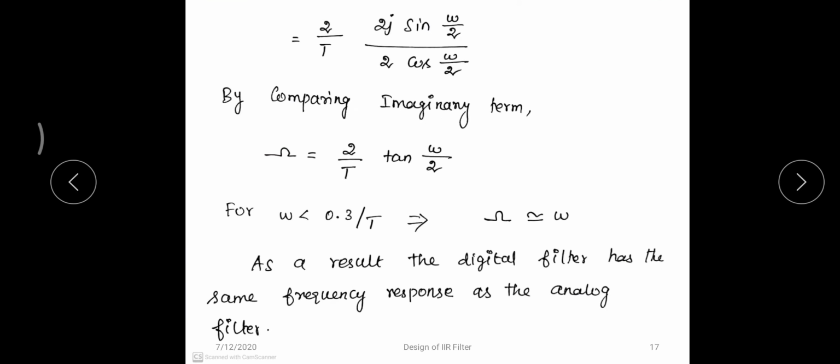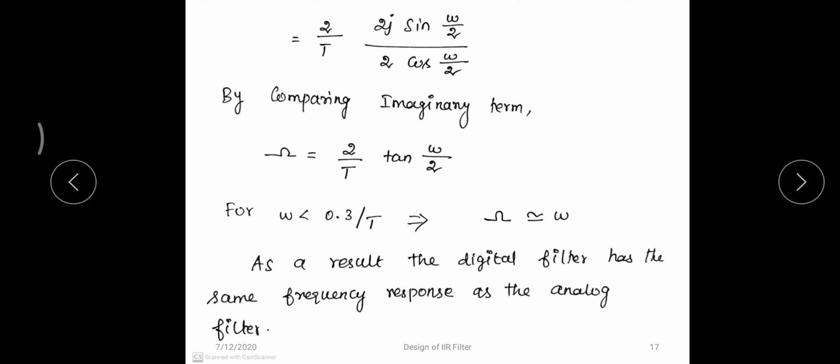So capital omega is equal to 2 by T tan omega by 2. By comparing imaginary and real terms, I am getting this. Now this is the relationship between analog frequency and digital frequency under bilinear transformation. Capital omega is equal to 2 by T tan omega by 2, where capital omega is your analog frequency, T is your sampling period, the sampling time, and small omega is your digital frequency.